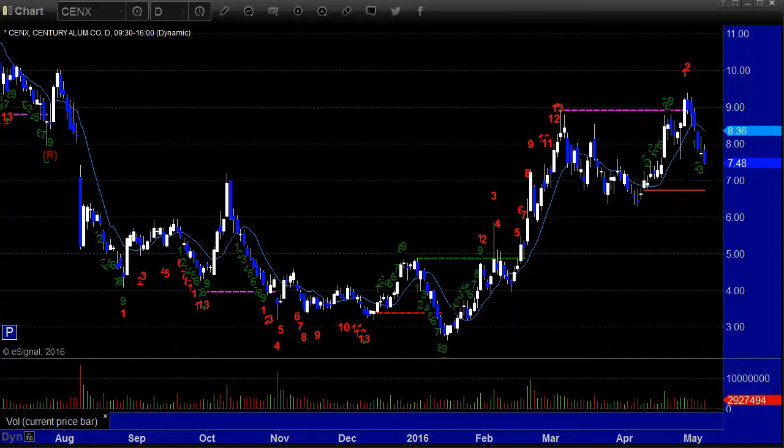And then in December, another 13 buy signal. Again, we turned up off of that, so another money maker from there. And then finally in late February, early March, after a big run up, there's a 13 sell signal.